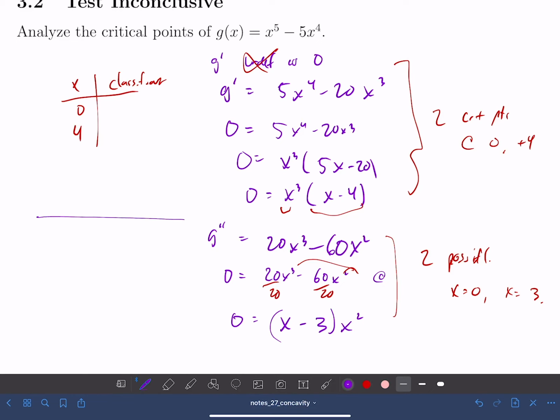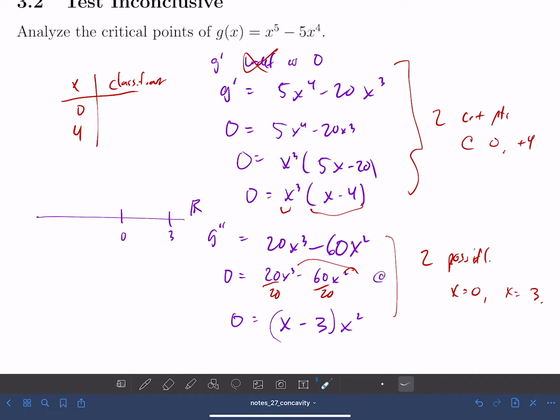I like doing a number line. If you're not enjoying the number line, I don't have a problem with that. 0, 3. I have 1, 2, 3 intervals. I'm going to choose convenient points in them to determine the concavity. Or really, if we want to be a little bit more optimal, I only need the concavity at these 2 points right here. So let's save ourselves from some work, shall we?